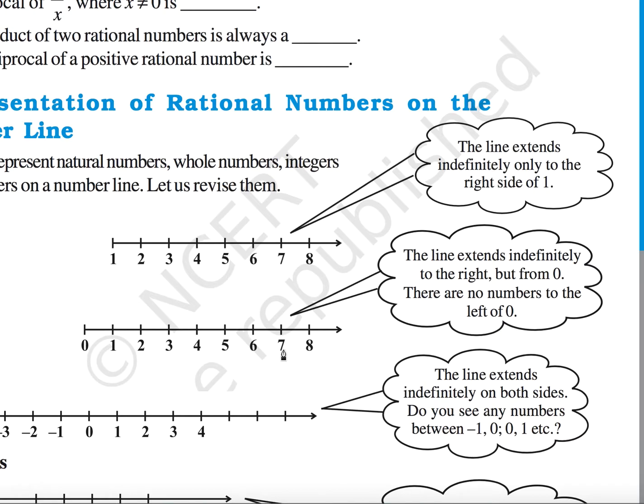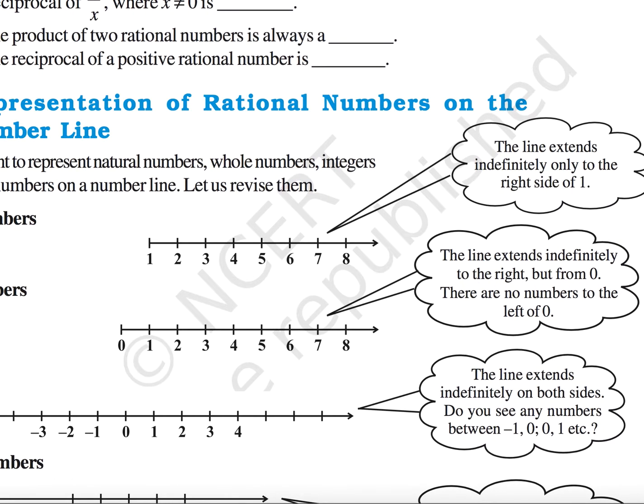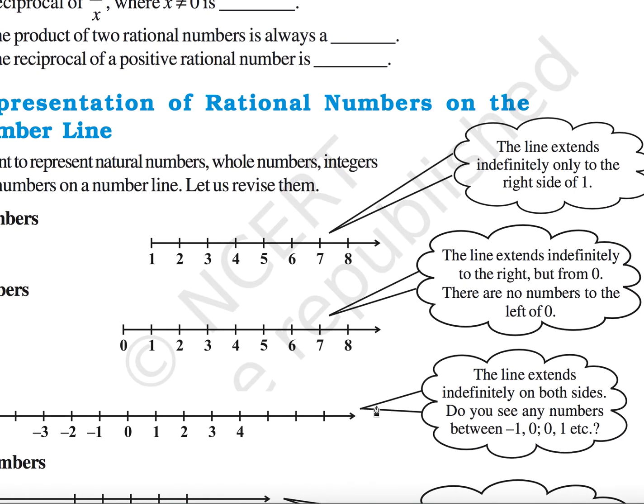What about whole numbers? These are whole numbers. It starts from 0. Again, the line extends infinitely to the right, but from 0, and there are no numbers to the left of 0. Okay. Integers. These are integers. The line extends indefinitely on both sides. It includes 0, positive numbers and negative numbers.